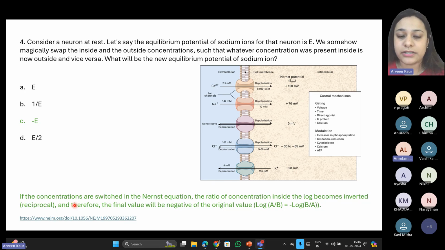If the concentrations are switched in the Nernst equation, right, which is basically determining how much difference there is for a particular ion inside and outside, and what is the driving force for a particular ion? The ratio of the concentration inside the log becomes inverted or reciprocal, right? Therefore, the final values will be negative of the original value. That is, if the original value was log A upon B, the final value will be minus log B upon A, right? So that is why this answer is going to be minus E.